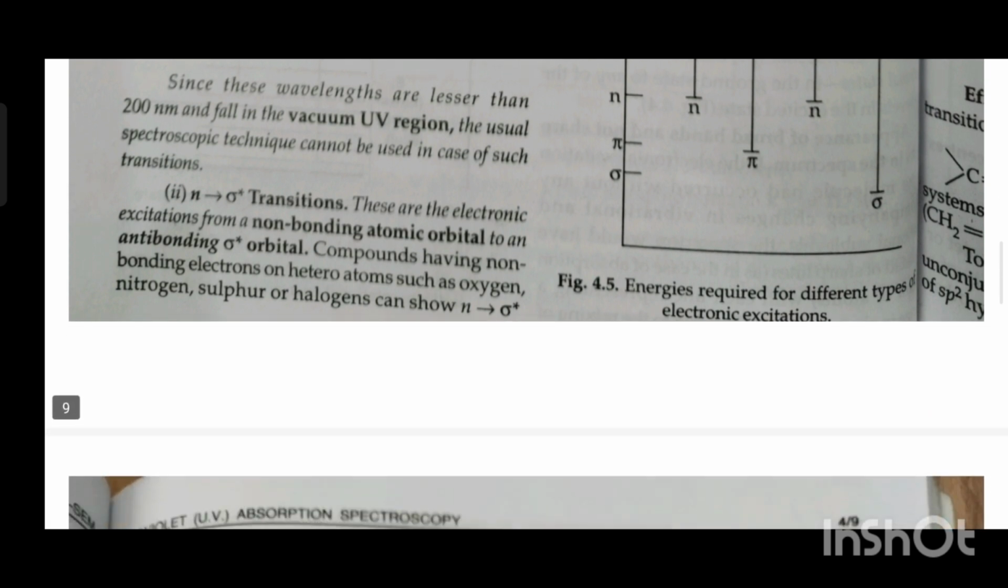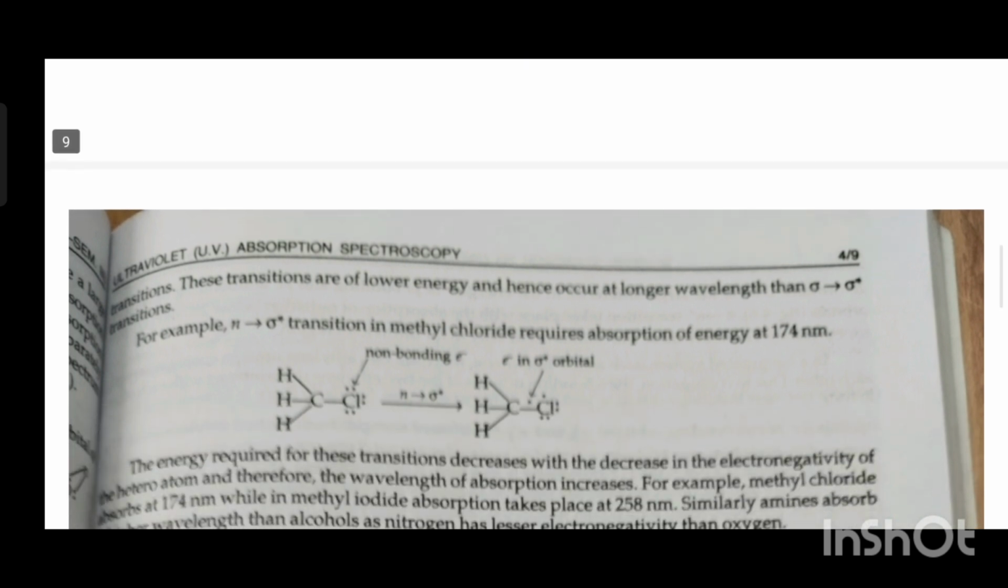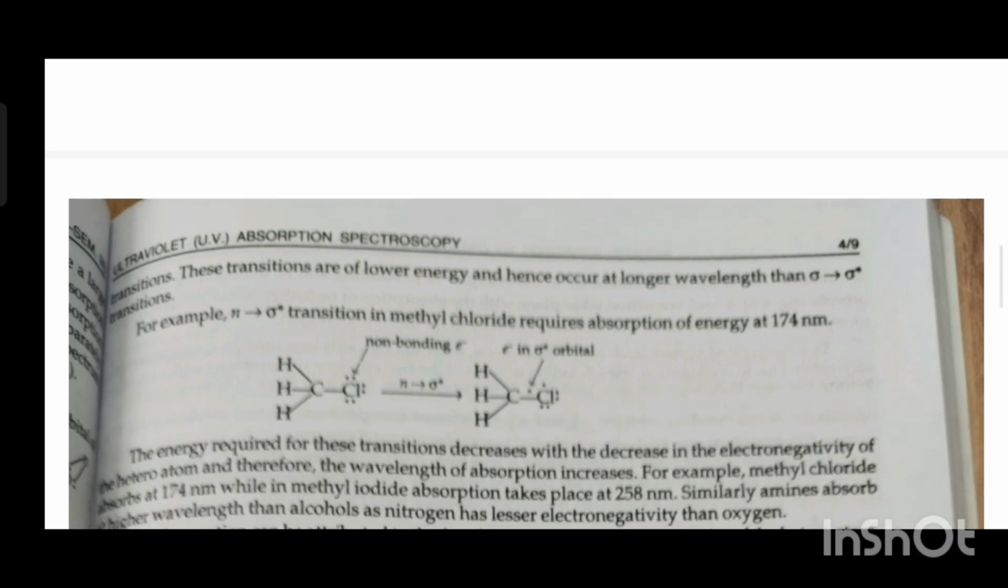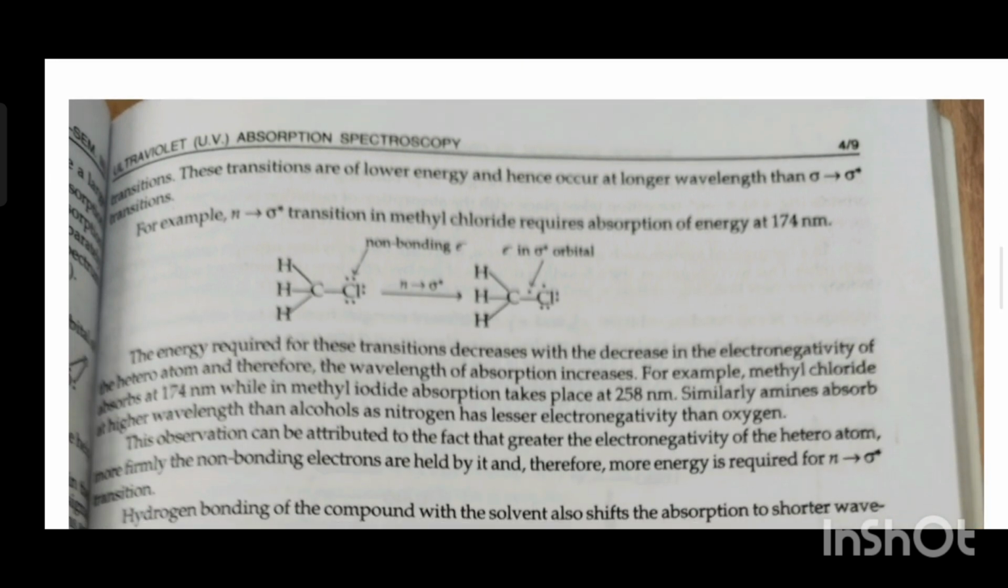Compounds having non-bonding electrons and heteroatoms such as oxygen, nitrogen, sulfur, and halogen can show n to sigma star transition. These transitions are of low energy and hence occur at a longer wavelength than sigma to sigma star transition. For example, n to sigma star transition in methyl chloride requires absorption of energy at 174 nanometer.